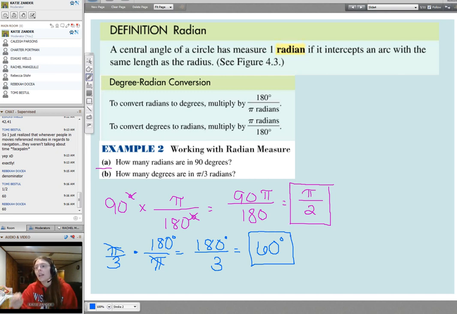So not too bad. You just got to ask yourself that question, what do I want to cancel out? Because that will help you set up that second ratio that you need to multiply by. Okay, any questions with that? So that was concept number 2.